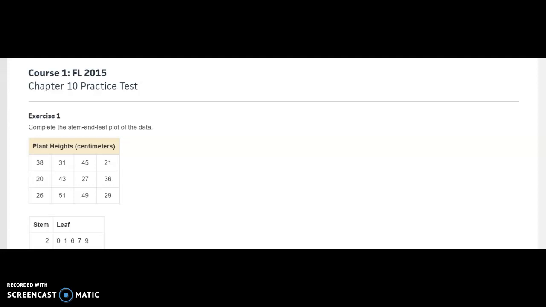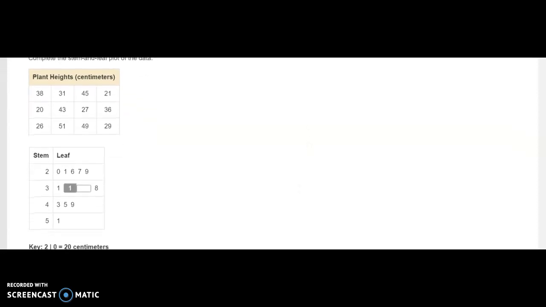Good morning, and today we are working on Chapter 10 and we're working on the practice test. So it's asking us to do a stem and leaf plot of the data. Basically all this is a way to just plug in data. So we have the number here in the tens and we have the number in the ones. And rather than writing all those numbers down so it's difficult to see, we just organize them. So this is going to be all the tens and these are going to be all the ones.